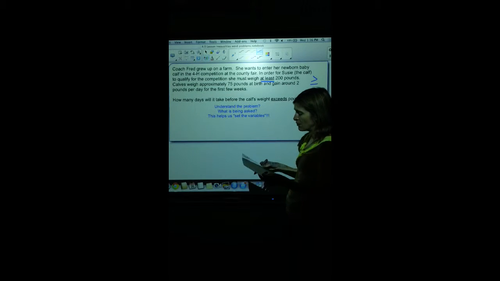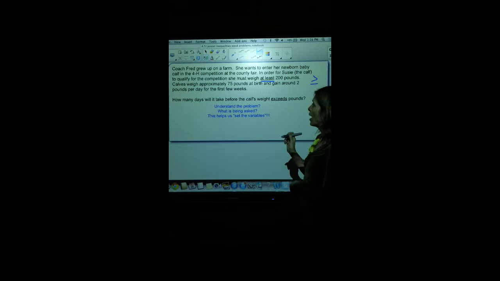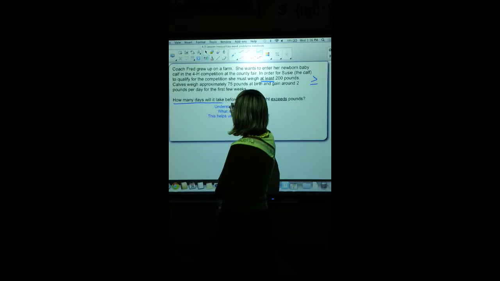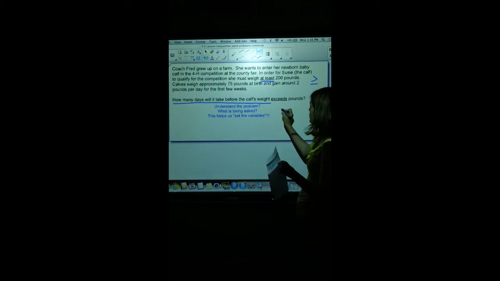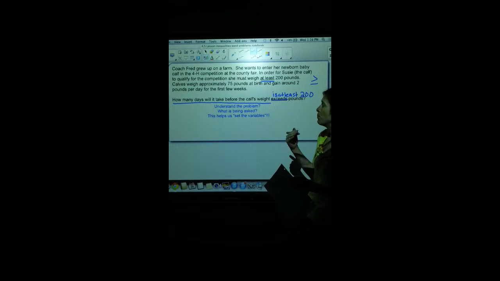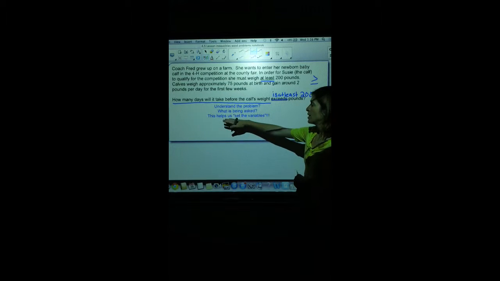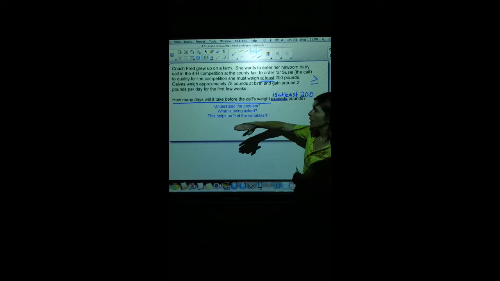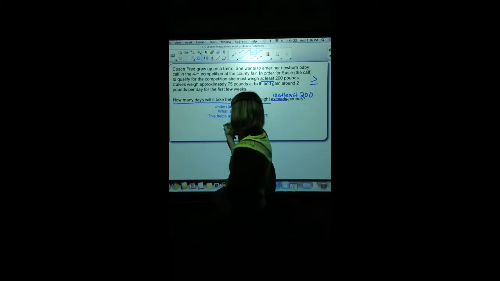Calves weigh approximately 75 pounds at birth and gain around 2 pounds per day for the first few weeks. The question asks, how many days will it take before the calf's weight exceeds 200 pounds? Actually, it is at least, I think it says in yours, 200 pounds, okay? All right, so first we have to understand the problem. We're trying to write an inequality based on how many days it's taking the calf to get to a point of 200 or bigger. All right, so if we understand what we're asking, then getting to the variables won't be so bad. Remember I said, anytime you're looking for your variables, look to the question first.